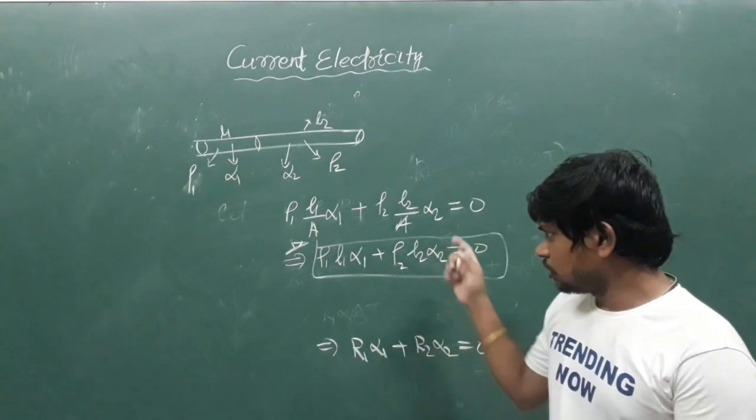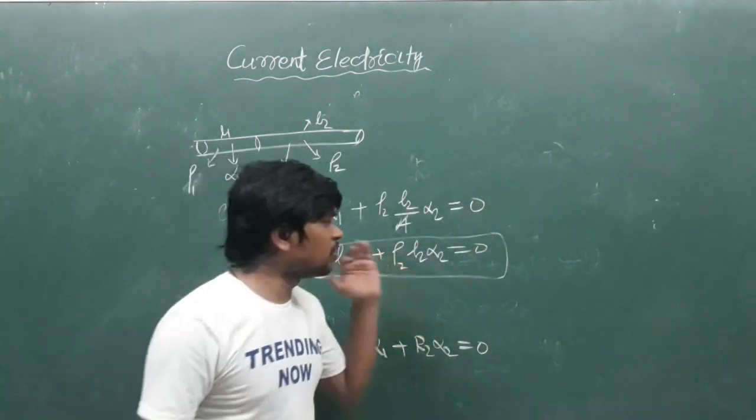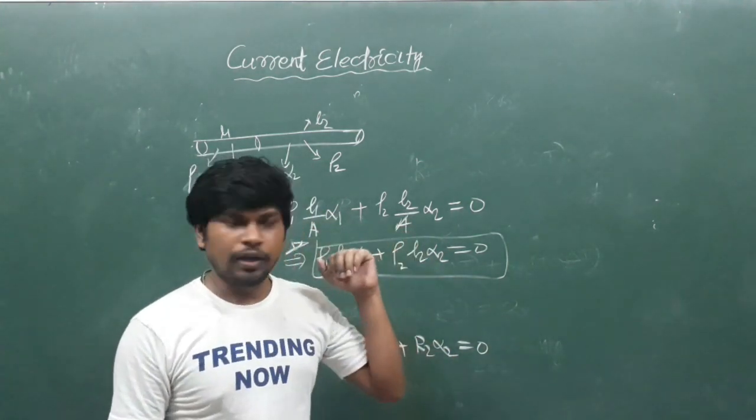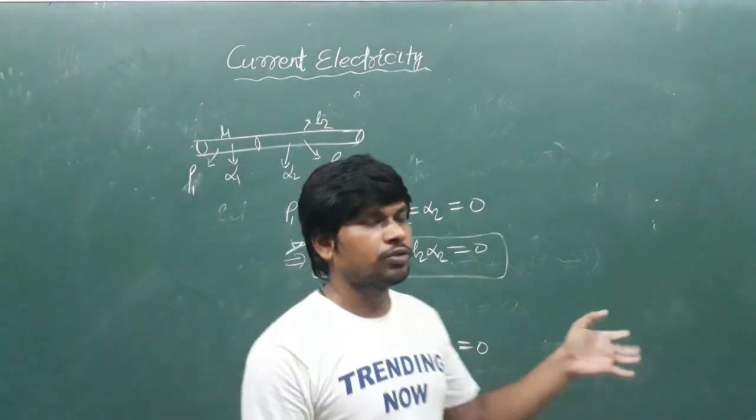This is a nice question. The initial resistance should be equal to the final resistance. Then put the value of the final resistance, that is R0 into 1 plus alpha T. So after writing, you will get this relation. So this was all about the question.